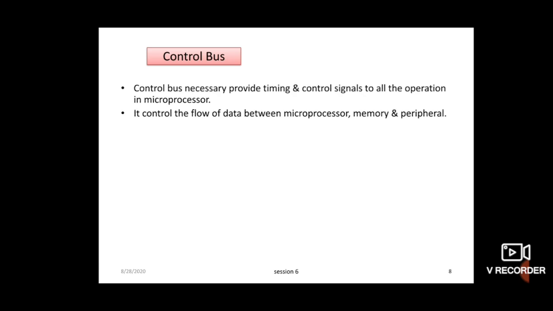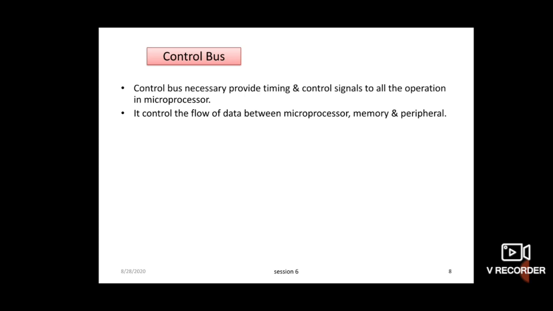Now last bus is control bus. You know what do you mean by control? Control means controlling all the signals. This is the function of control bus. This control bus provides the necessary timing and control signals for all the operations in the microprocessor. Whatever you do in the microprocessor, whatever input data is entered through the keyboard, depends upon that. Control bus provides timing and control signals. It controls the flow of data between microprocessor, memory and peripheral.